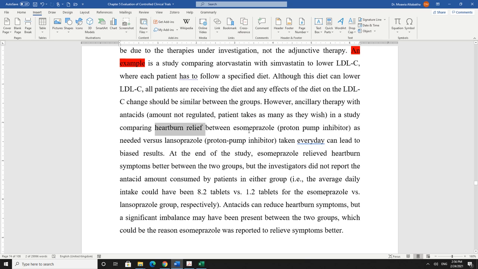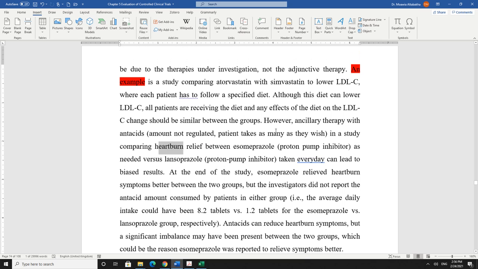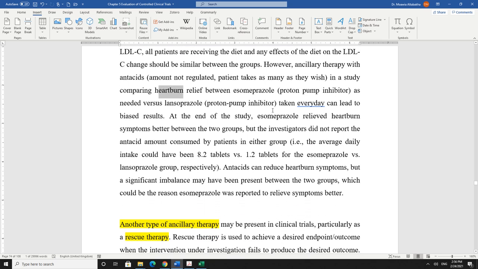So I gave one group esomeprazole, the other group I gave lansoprazole, and I told each group that if after taking this medication you still feel heartburn, you can take antacid as you like. Okay? Antacid as you like. So it depends on each individual. And then see the conclusion. They said, okay, our conclusion is esomeprazole relieved heartburn symptoms better than lansoprazole.